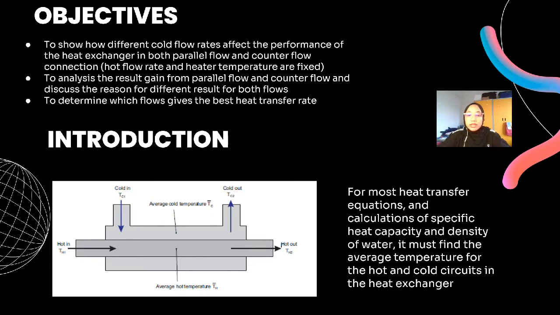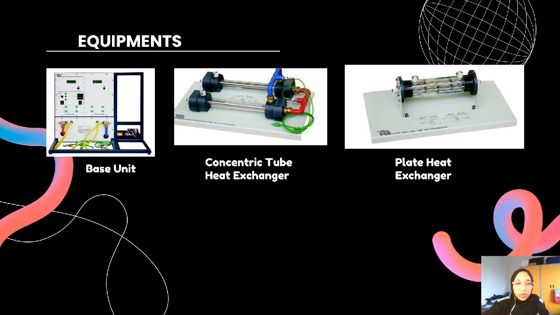Introduction. For most heat transfer equations and the calculation of specific heat capacity and density of water, we must find the average temperature for the hot and cold circuit in the heat exchanger. The equipment that we use for this lab is the base unit, concentric tube heat exchanger and plate heat exchanger.